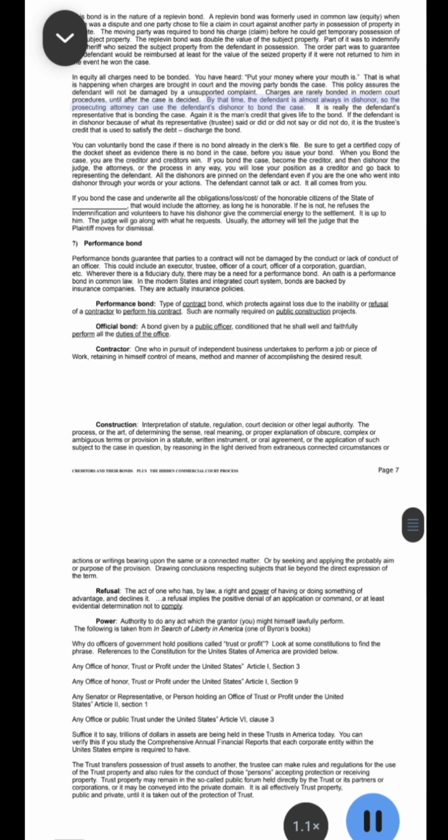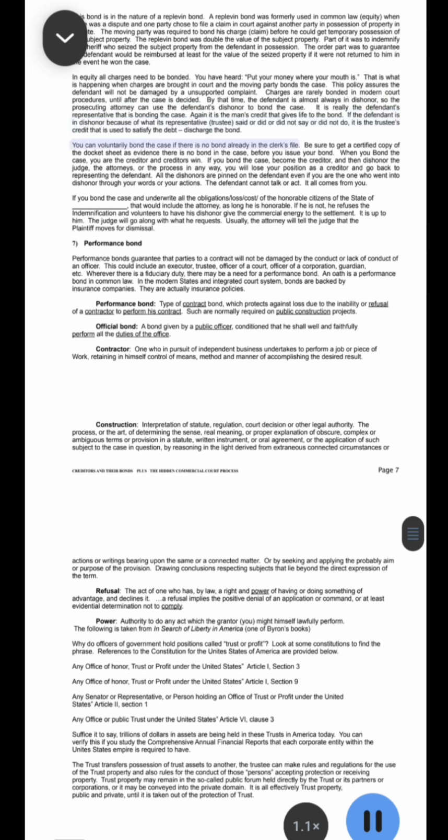By that time, the defendant is almost always in dishonor, so the prosecuting attorney can use the defendant's dishonor to bond the case. It is really the defendant's representative that is bonding the case. Again, it is the man's credit that gives life to the bond. If the defendant is in dishonor because of what its representative trustee said or did not say or did not do, it is the trustee's credit that is used to satisfy the debt, discharge the bond.